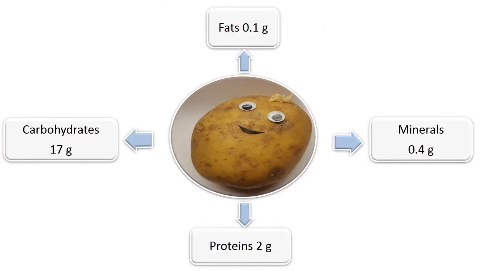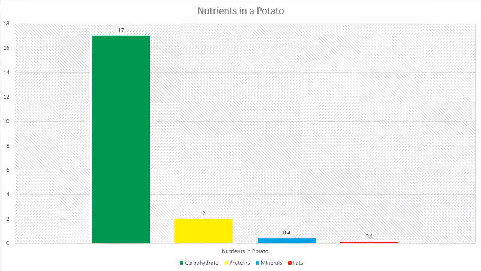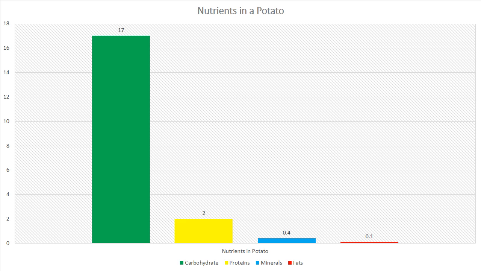If we talk about a single medium-sized potato, it has 17 grams of carbohydrates, almost 2 grams of proteins, 0.4 grams of minerals, and only 0.1 gram of fats. So let's compare the nutrients.